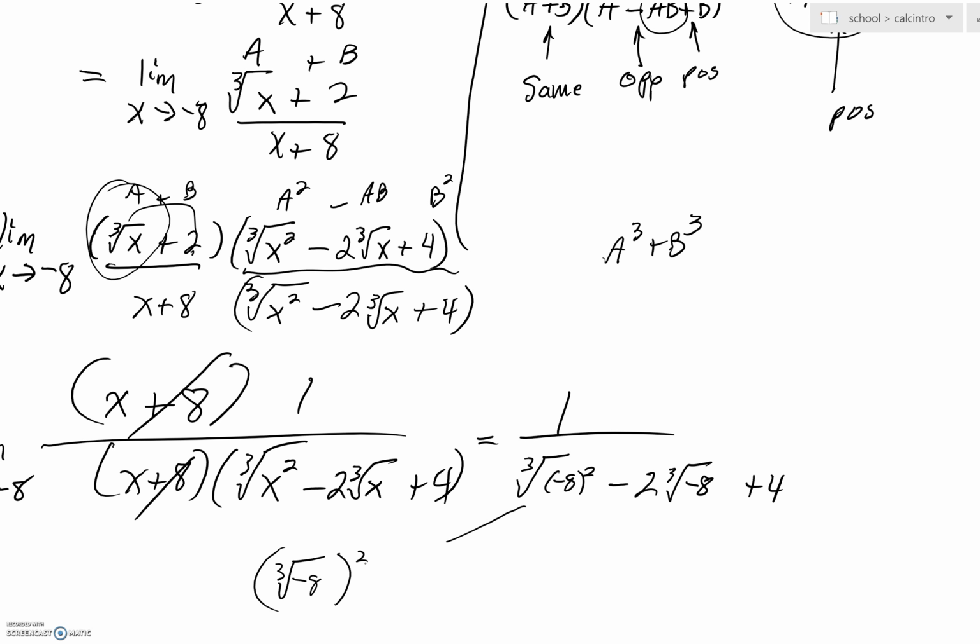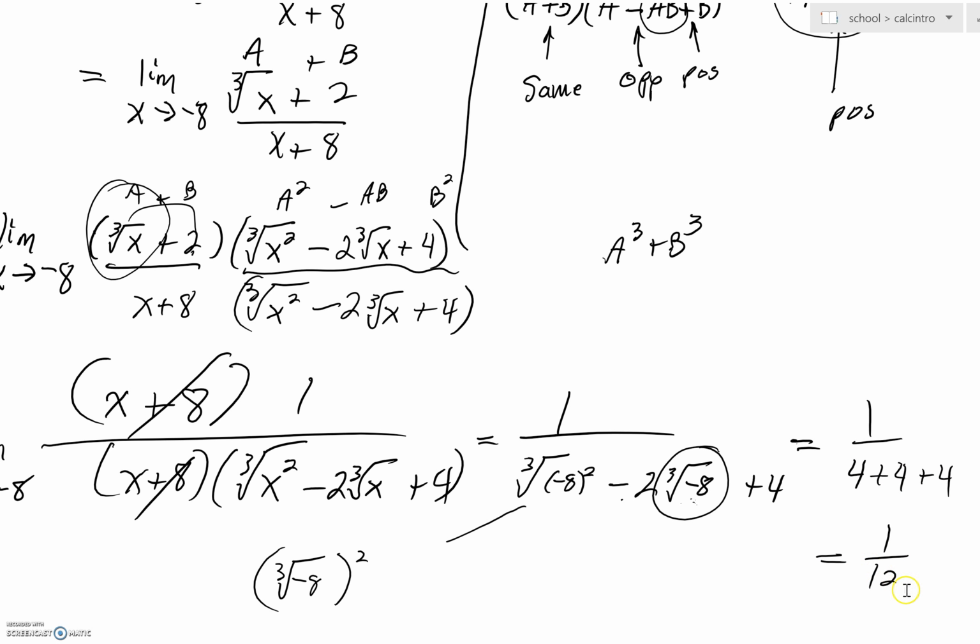Cube root of negative 8 is negative 2. Negative 2 squared is 4. So you'd get that 4 down there. This thing right here is negative 2. The cube root of negative 8 is negative 2. Negative 2 times negative 2 is another 4. And then we have a 4 right there. 4 plus 4 plus 4 is going to get you 12.